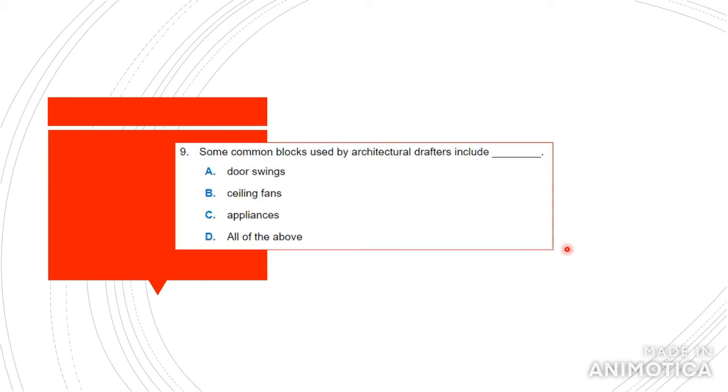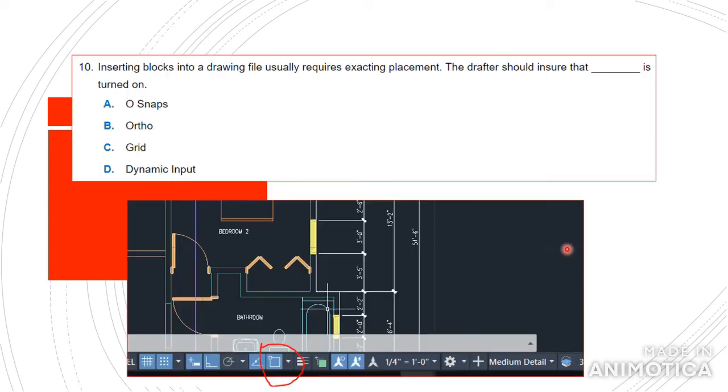Number 9, some common blocks used by architectural drafters include A, door swings, B, ceiling fans, C, appliances, or D, all of the above. Like I said, there are thousands and thousands of blocks on AutoCAD and also on the internet that you can use. So all of the above types of blocks are used by architectural drafters, so the answer would be D.